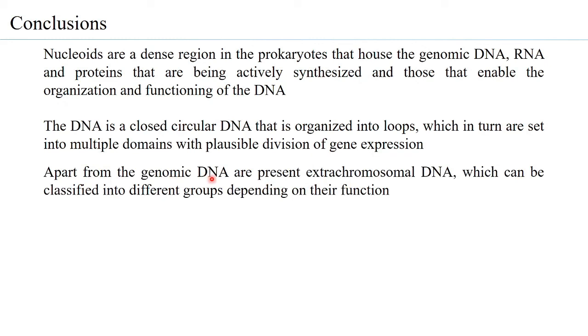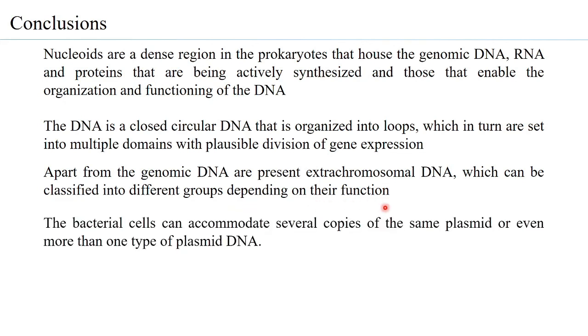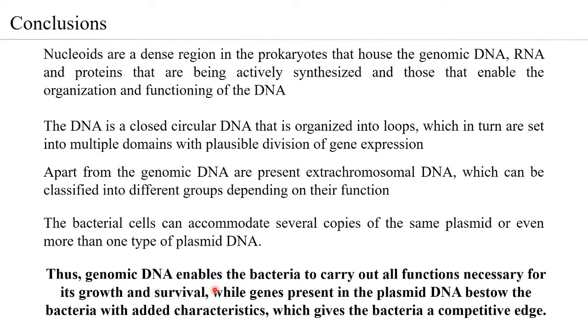Apart from the genomic DNA, there can be extrachromosomal DNA, more commonly called plasmid DNA, and these plasmid DNA in turn can be grouped into different groups depending on their function. The bacterial cells can accommodate several copies of the same plasmid or even more than one type of plasmid DNA within them. Thus, genomic DNA enables the bacteria to carry out all functions necessary for its growth and survival, while the genes present in the plasmid DNA bestow the bacteria with added characteristics, which gives the bacteria a competitive edge.